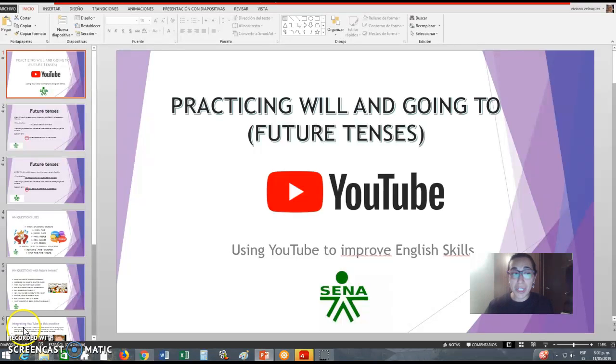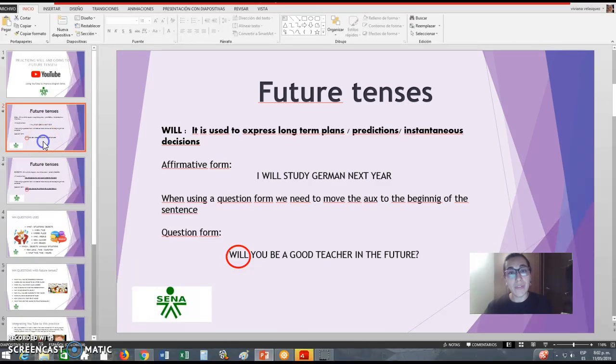So we're going to start explaining a little bit on the use of the future tenses. We got two different parts of future, right? We got will and going to. Let's start checking will.